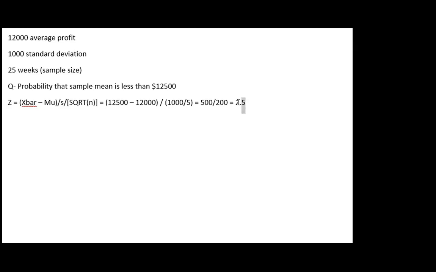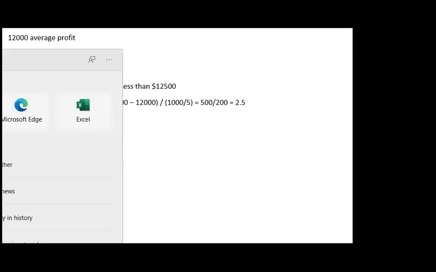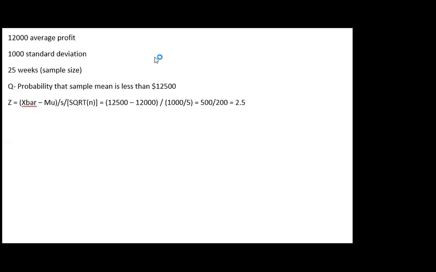There are different ways to use the 2.5 to calculate your probability. One way is using the Z distribution or Z table. We don't want to use the Z table. Let me quickly show you here how to use Microsoft Excel.